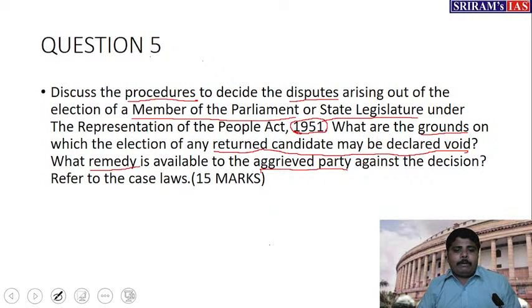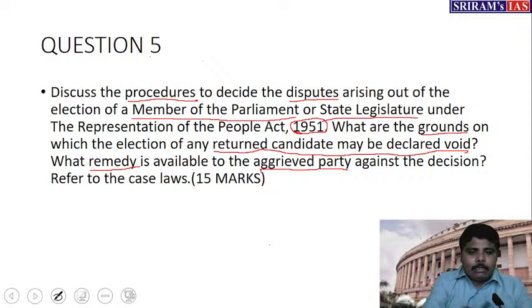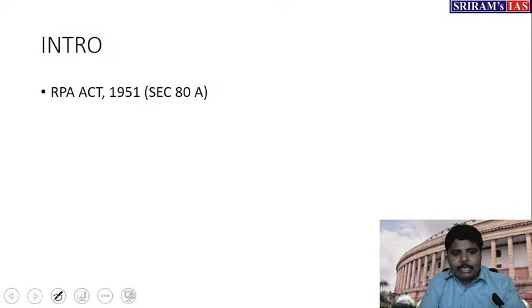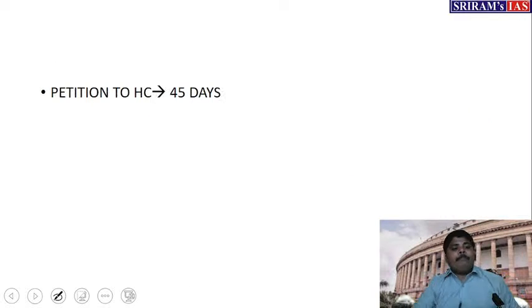So as per the Representation of the People Act, whenever there is any dispute in the election, the following procedures need to be followed, right? That intro, in the case of this question, will be more than sufficient. Now, petition to High Court, that is the crux of the question. Generally speaking, if a candidate is subjected to some dispute relating to his election, then the election petition needs to be filed in the respective state high court and not originally in the Supreme Court.